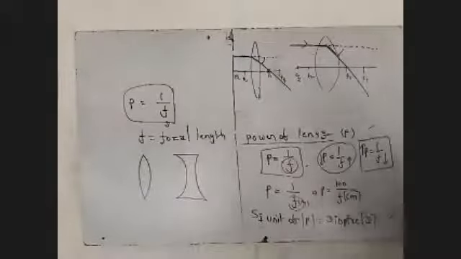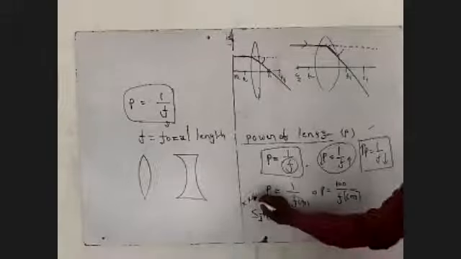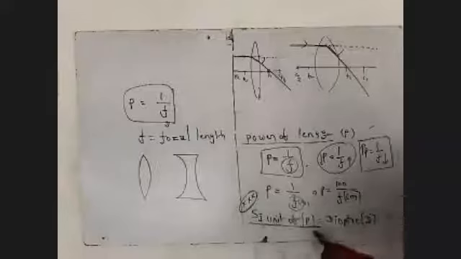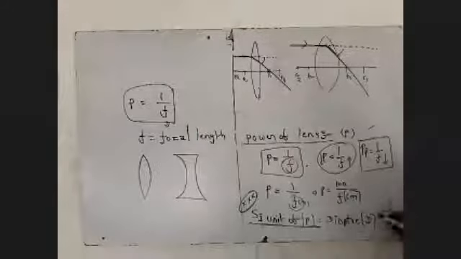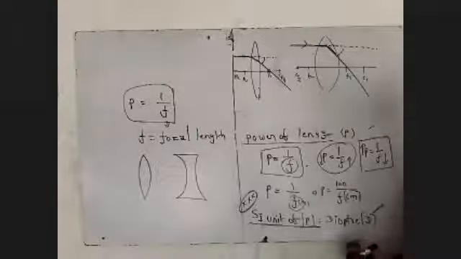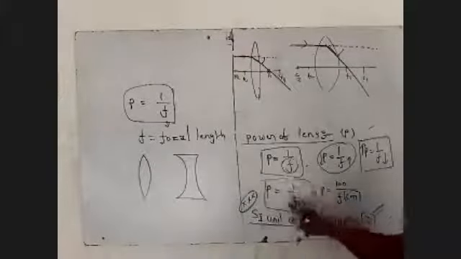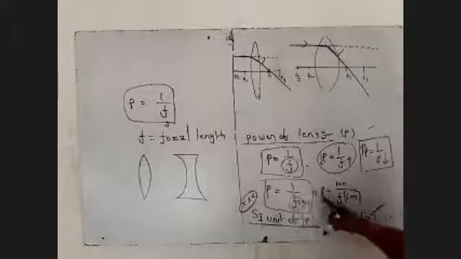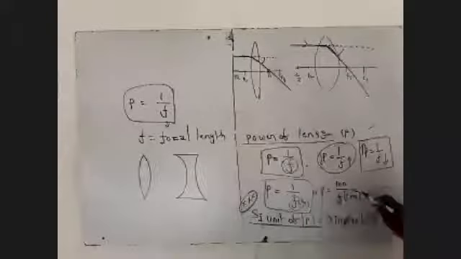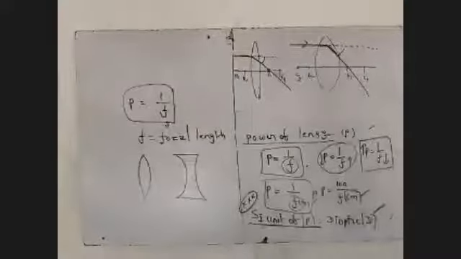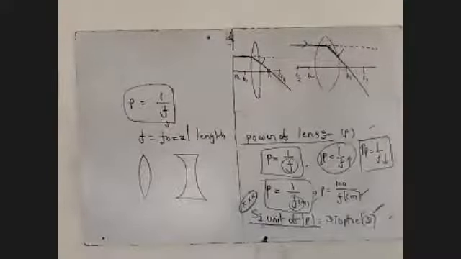This unit is very important. The SI unit of power P is the diopter, denoted by small d. P is equal to 1 by F, the reciprocal of F, with F in meters. P is equal to 100 by F with F in centimeters. That is the SI unit, the diopter. Keep this in your mind.